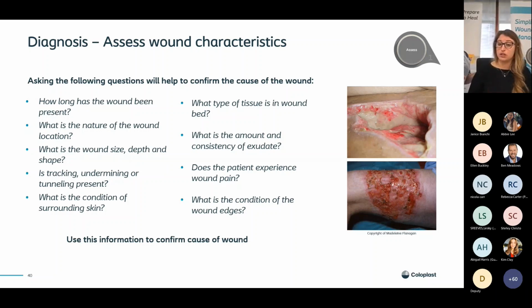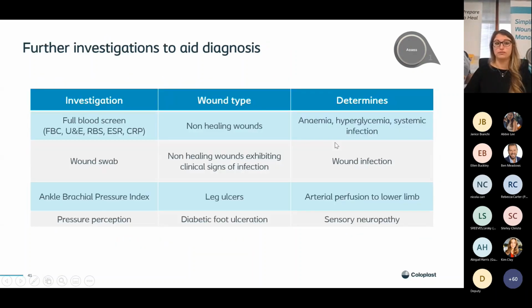If it's a lower limb, could it be vascular compromise that's causing it? Is it a pressure ulcer? Is it pressure that's causing it? Or is it somebody's underlying condition that is causing this wound? And what is the amount and the consistency of your exudate? Asking yourself all of these questions when you're going through this wound assessment can help you to confirm the cause of this wound. And if we've got a cause of that wound, that will help with our management plan moving forwards.